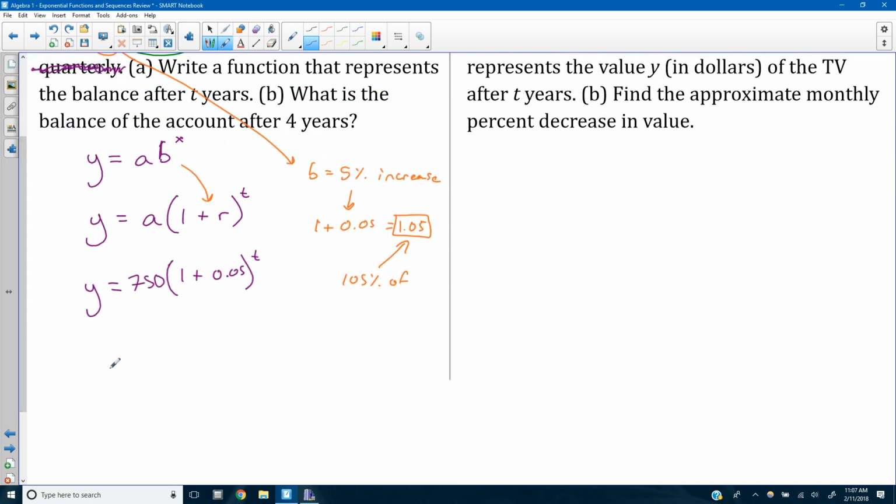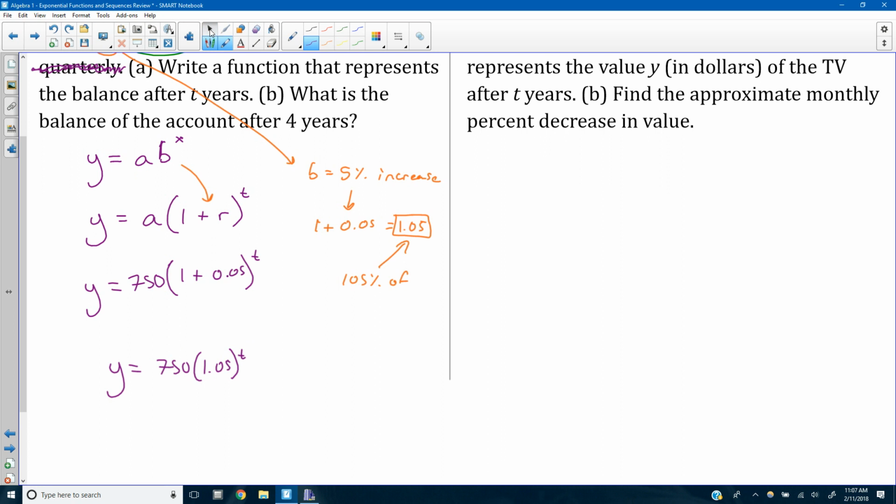So the answer for annual interest would be 750 times 1.05 to the t power. That would be our function. That way, every time t increases by 1, every time we go another year, we get 5% more than the year before. And that'll be sweet, and that'll be fine.